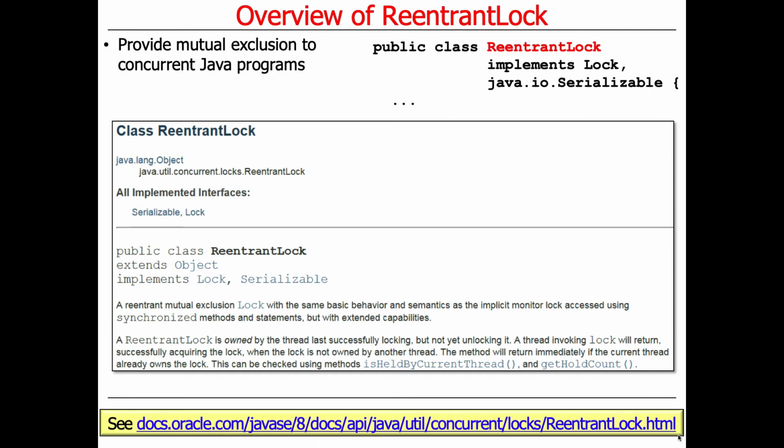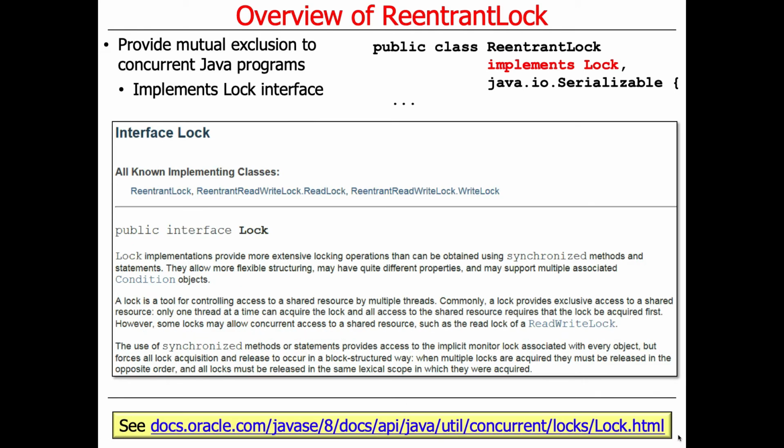So what's the purpose of ReentrantLock? It's to provide a mutual exclusion mechanism for Java programs that's more flexible than the built-in synchronizer that you get with synchronized statements and methods. So it's basically a mutex for Java programs. The ReentrantLock implements the lock interface, which provides you with a very simple set of methods like lock, unlock, try lock, and so on.